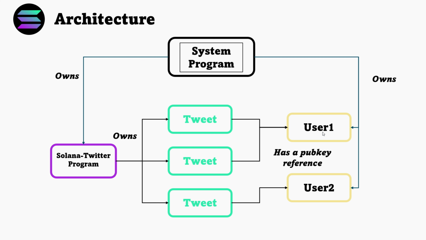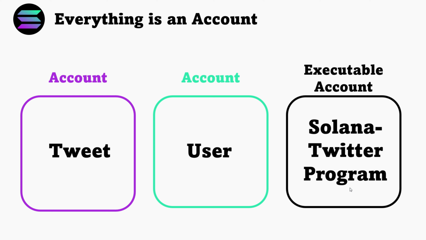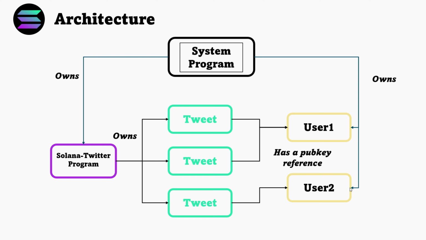And overall, there's the system program, and you can think of it as a super program that owns everything on the Solana blockchain. So it owns our smart contract, and it also owns all the users. And I just want to go back to this slide, and you should try and understand that everything is an account, right? So a tweet is an account, a user is an account, our smart contract is an account, and all the accounts are owned by the system program. So that's, let's say, the father of all the accounts on the Solana blockchain.